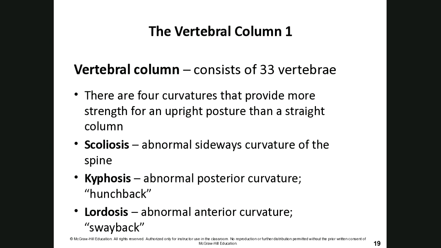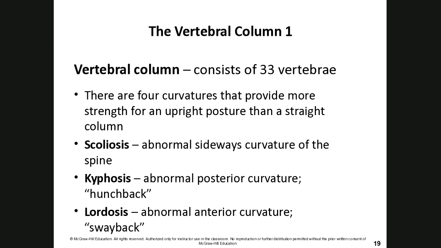So continuing on with the axial skeleton, we have your vertebrae, and your vertebral column consists of 33 vertebrae. There are 4 curves that provide more strength for an upright posture than a straight column. Because of that curving, we have more strength in our vertebral column, which means that we can sit up, stand up, run, and walk for longer periods of the day than if it had been completely rigid and straight. So there are natural curves to the spine.